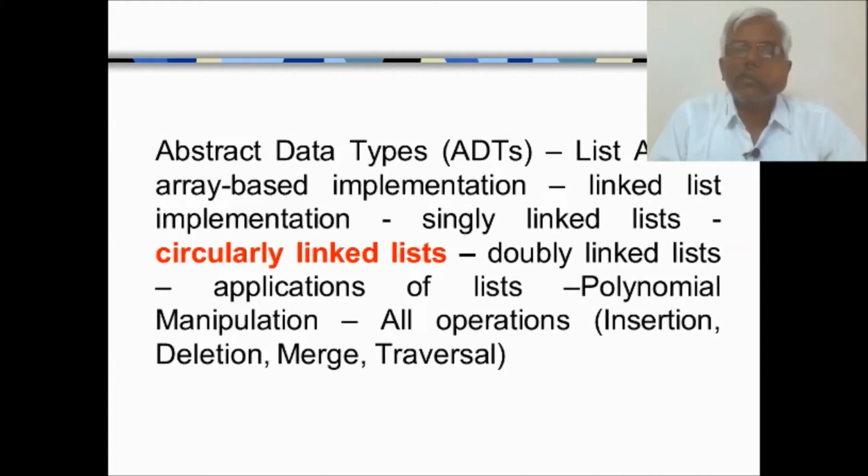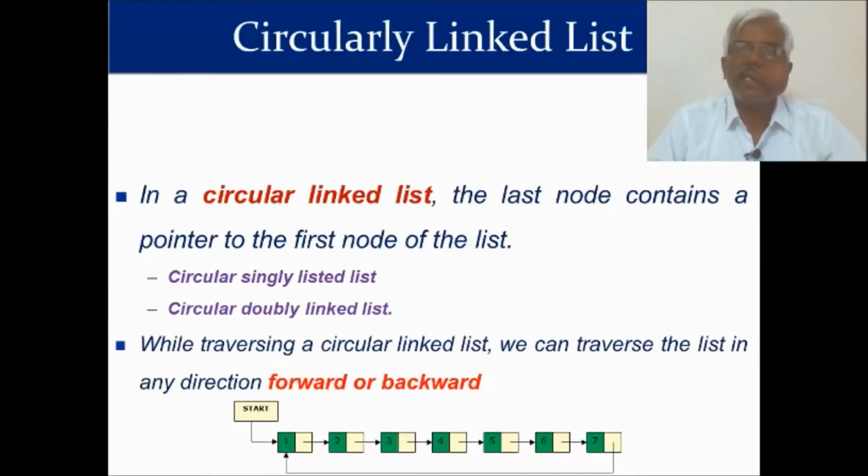Now we move to the next topic, circularly linked list. What is a circularly linked list? A circularly linked list is, once again, a linear linked list. The only difference is the last node contains a pointer to the first node of the list.